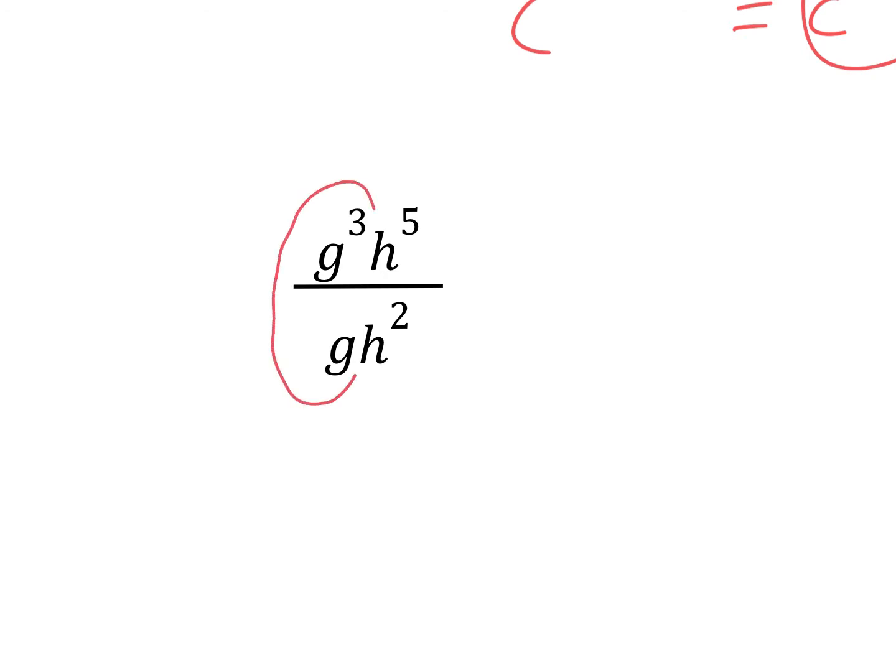So here I have g to the 3rd and then just a g. And we know that if we just see one of something, right, it's to the first power. So we take g to the 3 over g to the 1, so g to the 3 minus 1. So that's going to equal g to the 2nd. And then h to the 5 minus 2, so it'll be h to the 3rd.